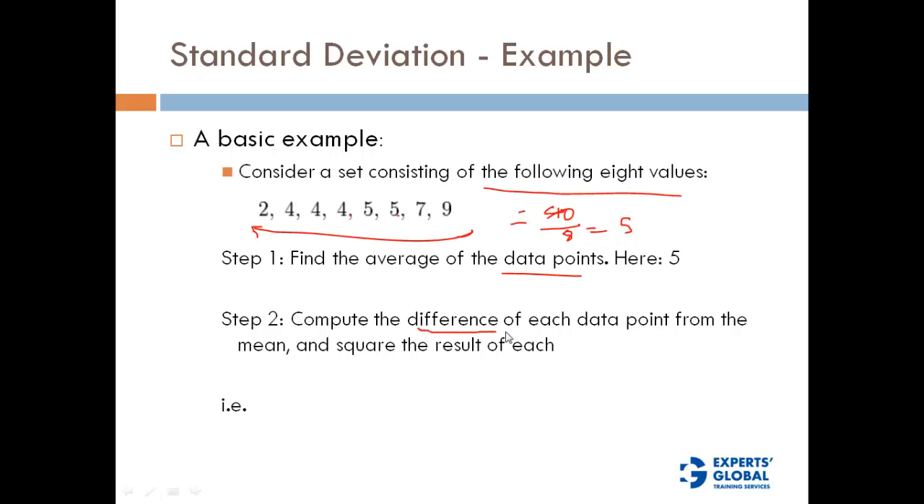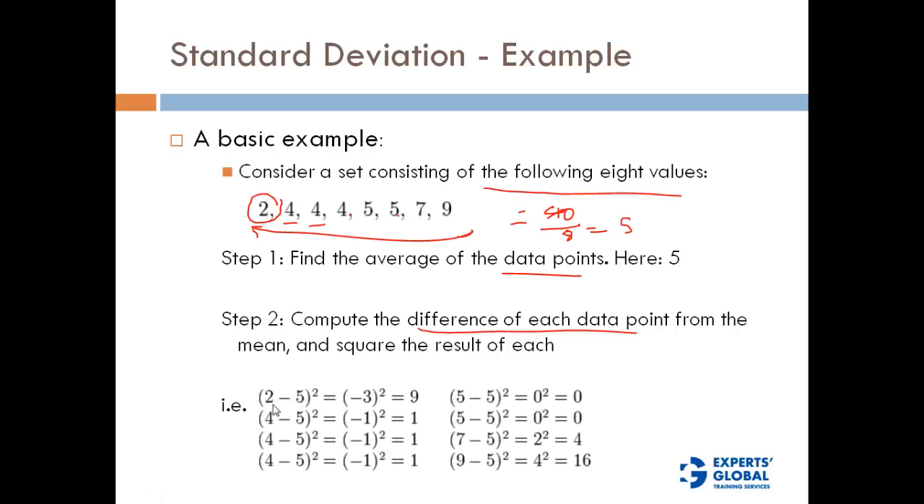Now compute the difference of each data point from the mean and square that. The mean is 5, so for each data point: 2 minus 5 squared is minus 3 squared, 9. Again 4 minus 5 squared, that is 1. 4 minus 5 squared, 4 minus 5 squared, 5 minus 5 squared, 5 minus 5 squared, 7 minus 5 squared, 9 minus 5 squared. So we get the squares for every individual item. How do we get that? We subtract the mean from every item and take the square of that.